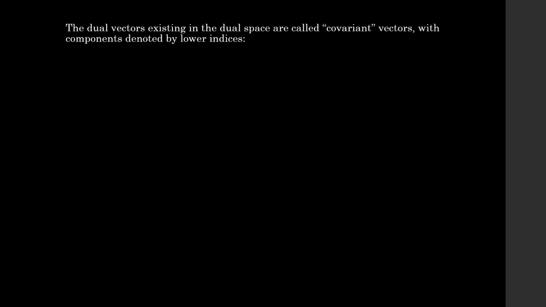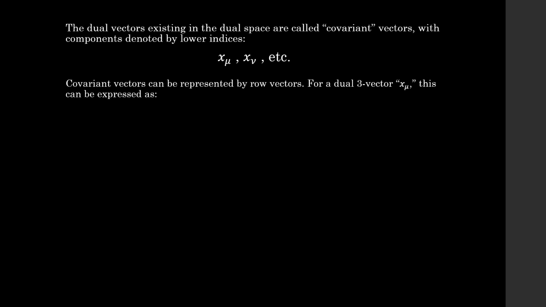So then, the dual vectors existing in the dual space are called covariant vectors, with components denoted by lower indices, such as x sub mu, x sub nu, x sub sigma, x sub lambda, etc. Covariant vectors can be represented by row vectors, and we know these transform differently than column vectors. So for a dual 3-vector x sub mu, this can be expressed as a row vector ABC.